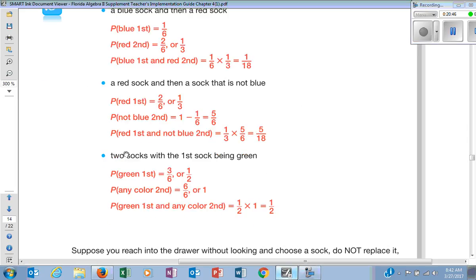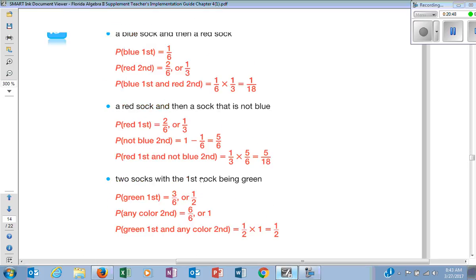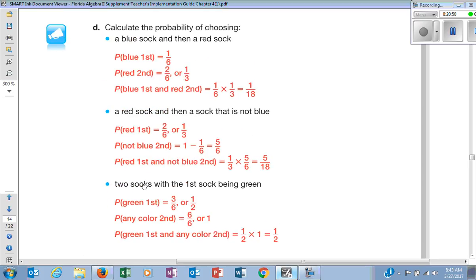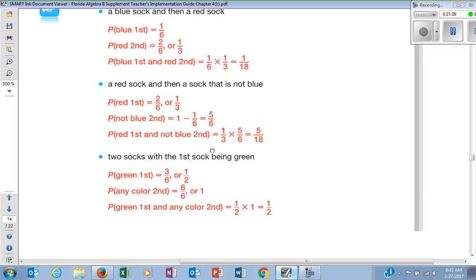Alright, so 2 socks, the first one being green. Now with this one, you're picking 2 socks, the first one being green. What is the only one that is affecting your outcome? The first one. What can the second one be? Any color. So do you understand why it's 6 out of 6? So really the first event is the only one that you're really worried about.